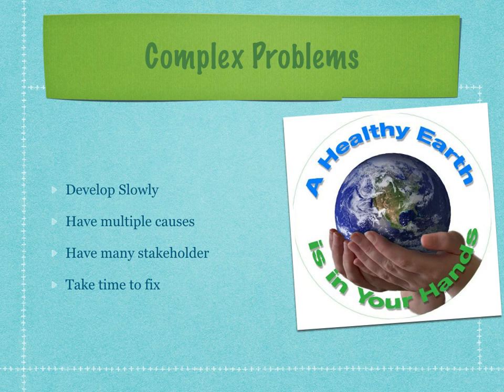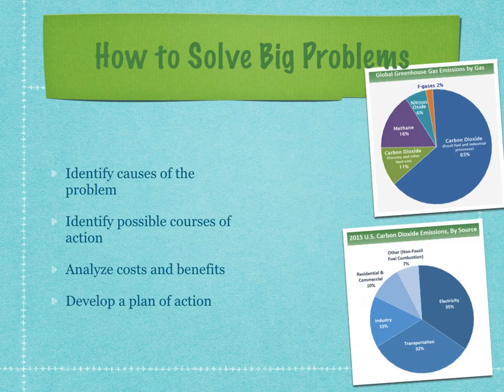Okay. On the other hand, to throw up our hands to say it's not fixable is not realistic either. Okay, there are ways to solve big problems. Okay, and you have to be methodical. You have to go about it, plotting and working at it. You identify the causes of the problem. You identify possible courses of action, analyze the costs and the benefits to find which courses of action are the best, and then develop a plan and implement it.